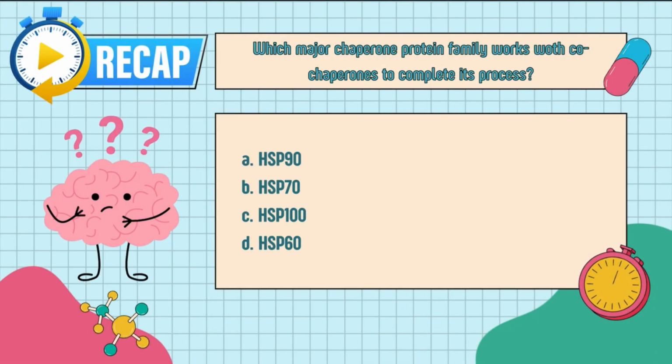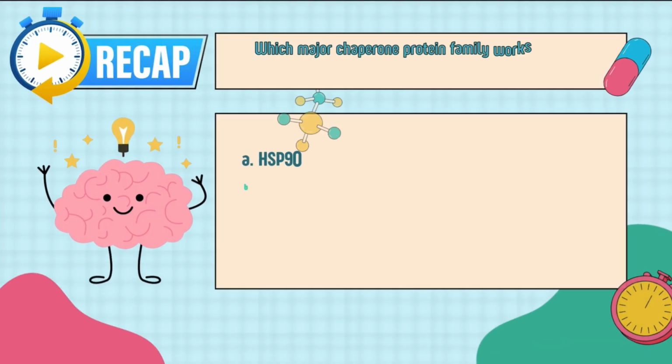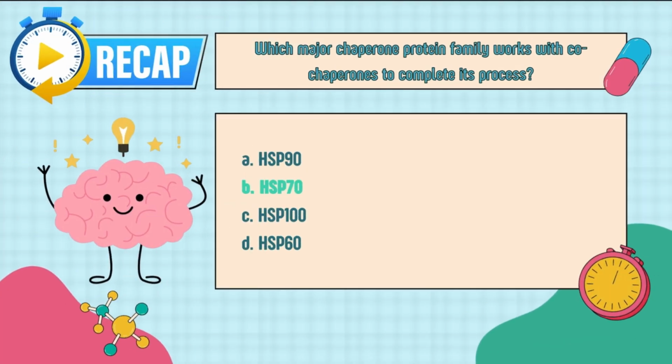Next checkpoint. Which major chaperone protein family works with co-chaperones to complete its process? A. HSP90, B. HSP70, C. HSP100, or D. HSP60. The answer is B. HSP70.